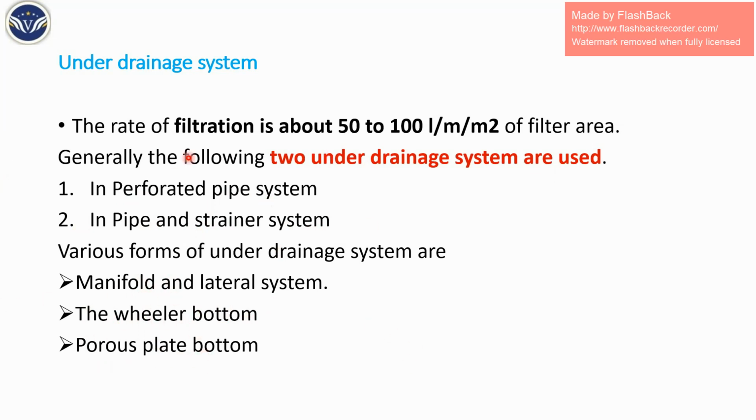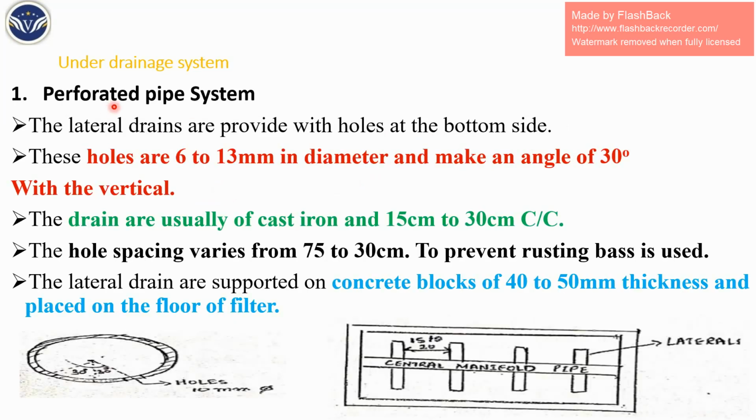Here the filtration takes place at this rate, and the water is collected in the under drain system. We will see these two systems one by one. The first one is the perforated pipe system. These are the lateral drains which have holes in them. The hole diameters are 6 mm to 13 mm, and they are at an angle of 30° with the vertical. This is shown here.